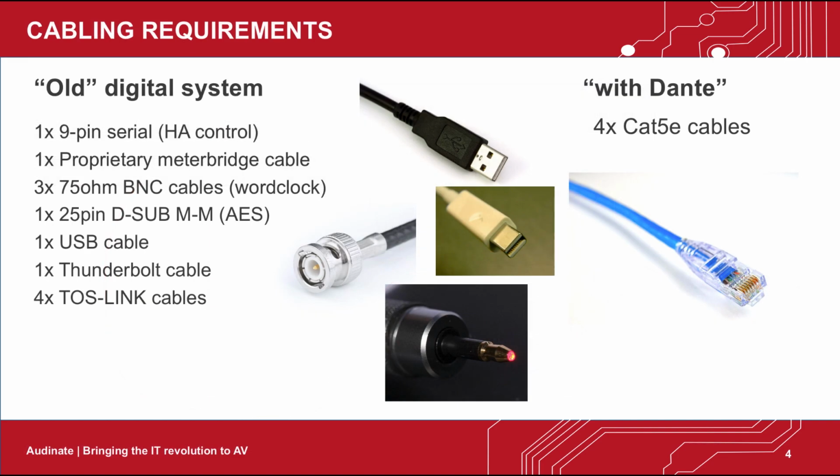When you compare the wiring of the two systems we just looked at, you can see the advantage of using Dante, where we only need 4 Cat5e cables to connect the system together. Now that we're familiar with the cabling benefits of Dante, let's see how these cabling examples correlate to a discussion on IP networking.